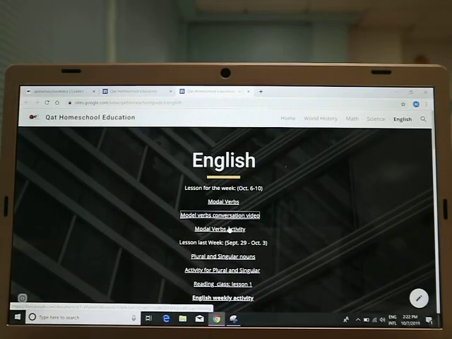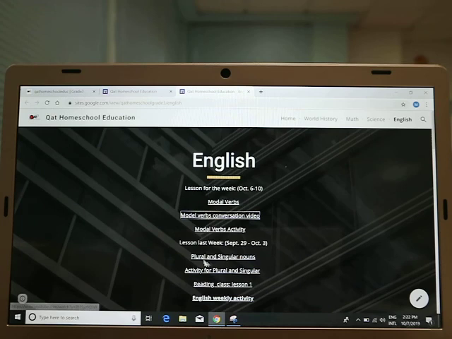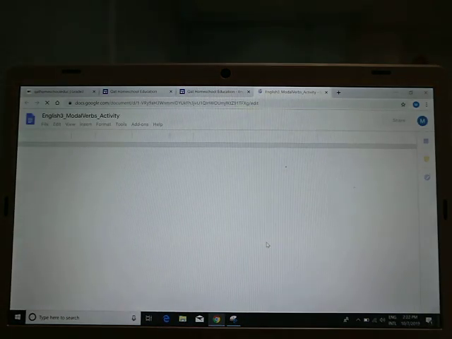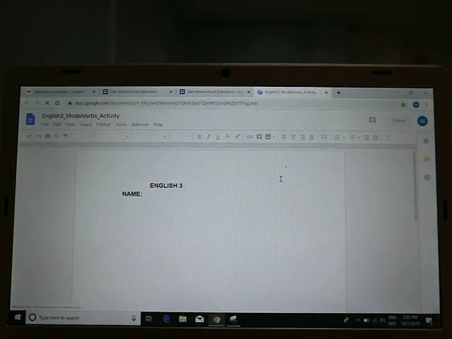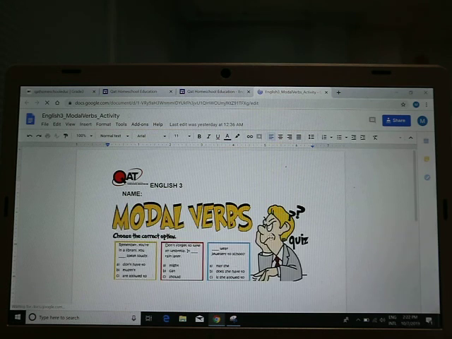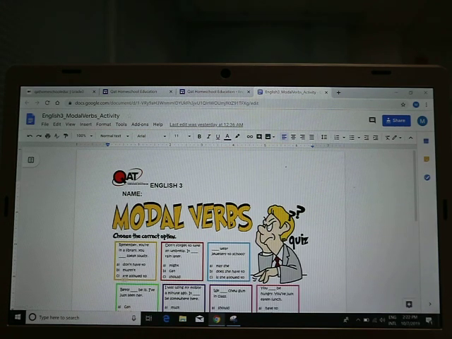I hope you understand the lesson, and for me to know that you really understood the lesson, I want you to answer this activity. Just click the activity, and then print this one first. My instruction is to print this one first before answering. You just have to encircle the correct modal verb.